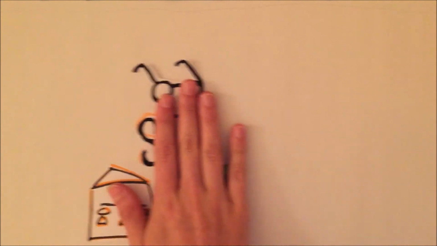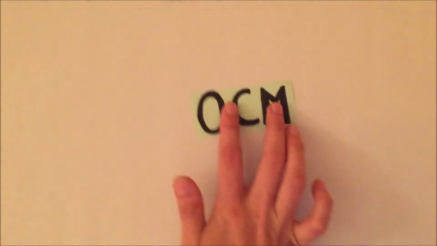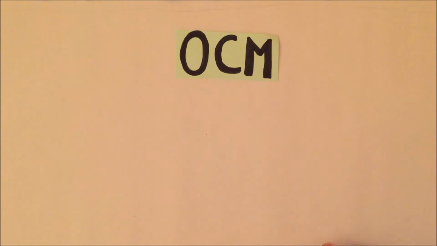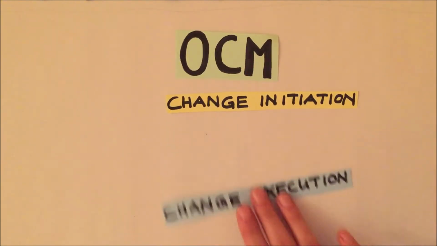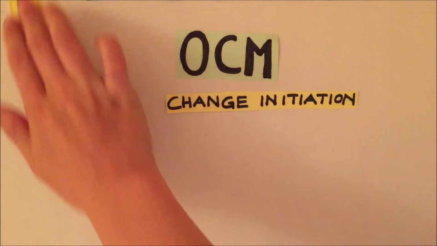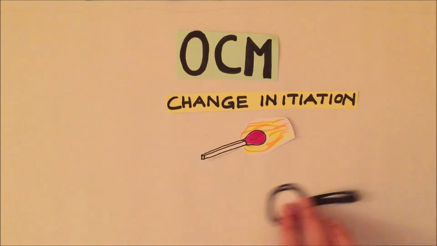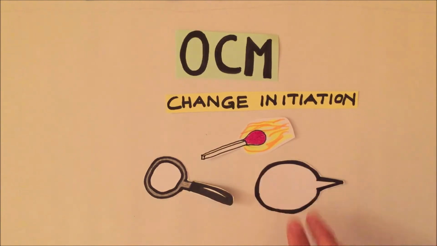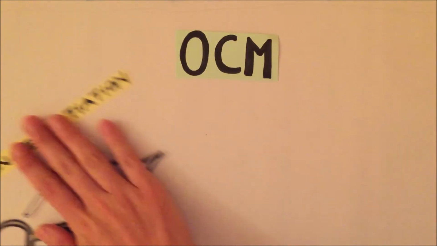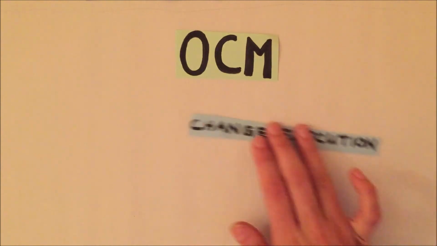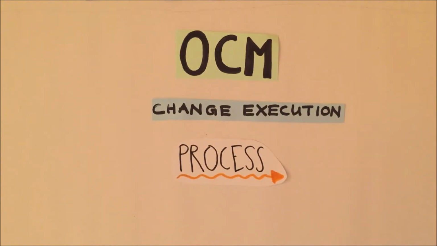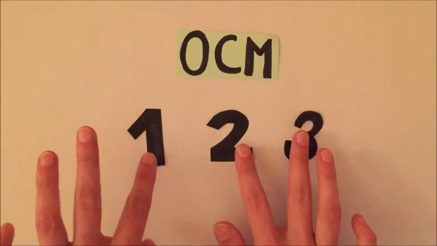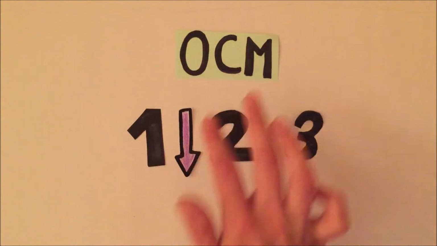OCM differentiates change initiation and change execution. Change initiation is the initial start. A problem is identified and a vision articulated. Change execution is the process, where the objectives are matched with actions. Further, OCM sees three pathways: top-down, bottom-up, and integrated.